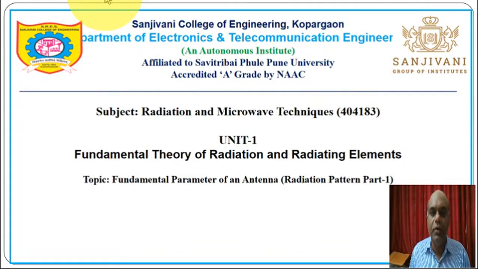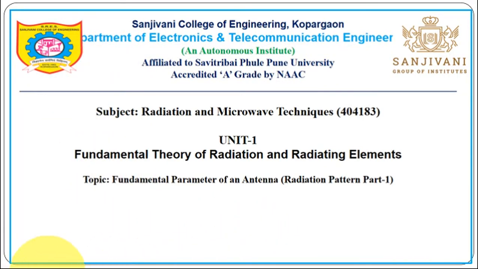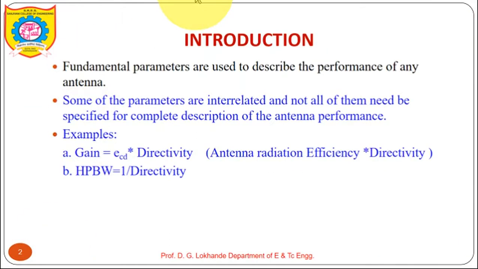Hello friends. Today we will see the fundamental parameters of antenna, the radiation pattern part 1. Now here the antenna radiates more in one direction and less in the other direction. This is called the radiation property of antenna. Many times the equation represents a graphical representation but doesn't give the idea about the radiation.